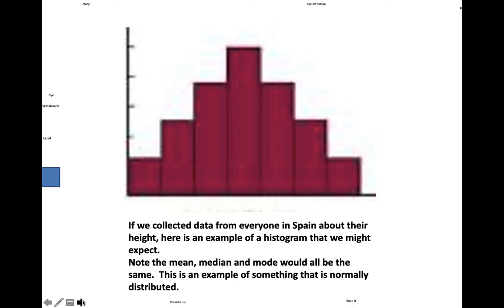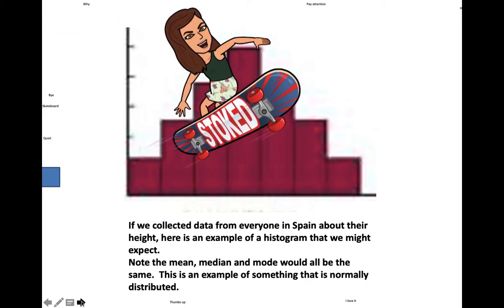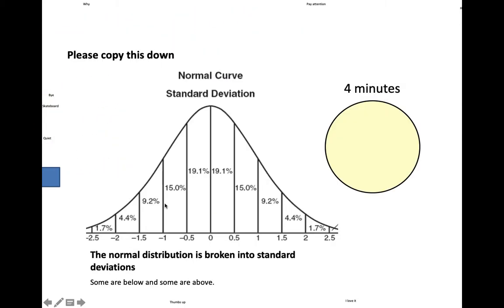So today we're going to go over the normal distribution. Last lesson we discussed how the normal distribution can be linked to a range of data which forms a bell curve as follows. Normally, excuse the pun, we're going to feel stoked about this. This is the normal curve distribution.